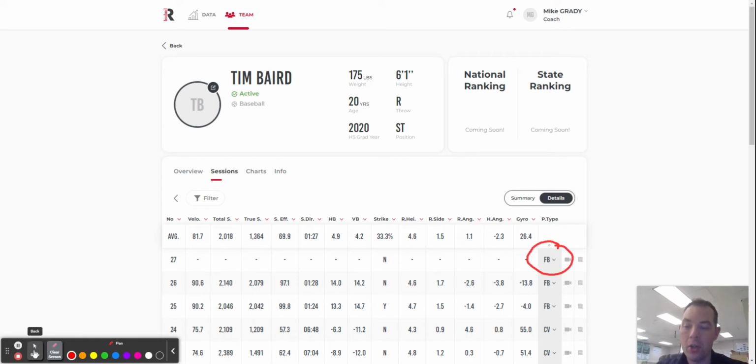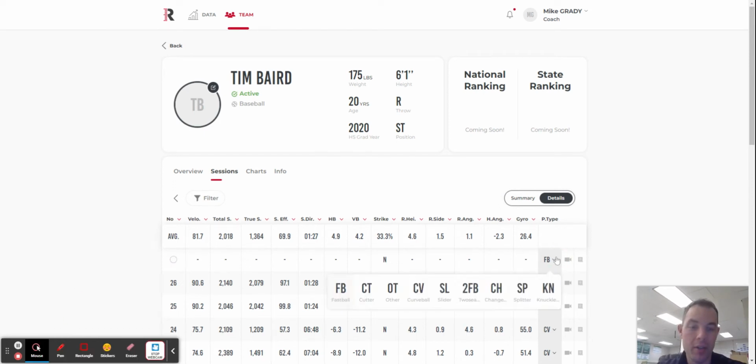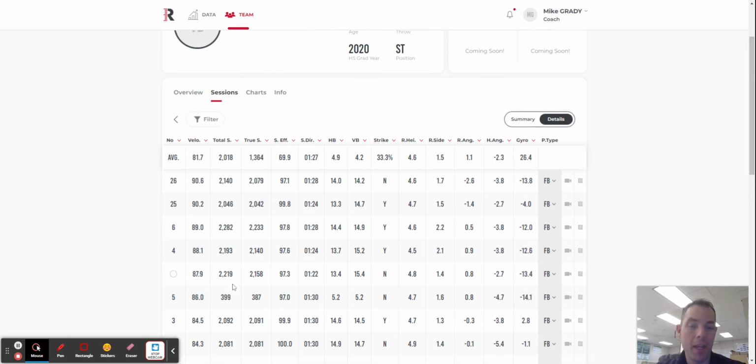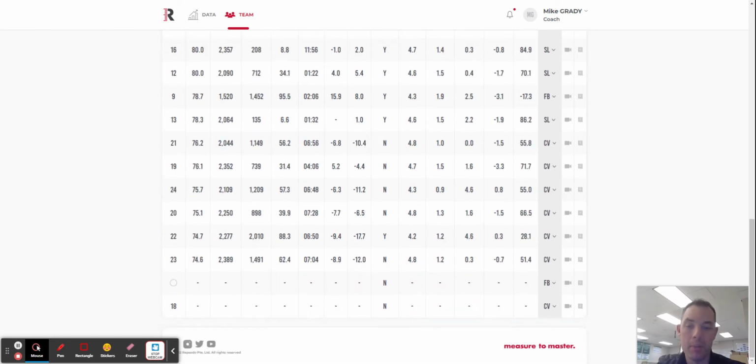And so in order to change the pitch type, all we have to do is click on fastball and change it to whatever pitch it was. So I like to click velo and categorize by velo so I know where all my fastballs were. And if we scroll all the way down to the bottom, we can see that based on the velocity and the break of the pitch, whether it was a changeup or a curveball.